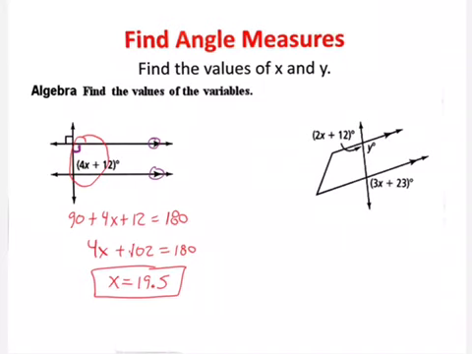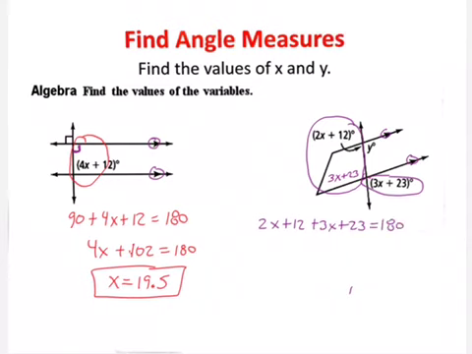The third question, we've got to find x and y. Well, I've got parallel lines again. I know that if this angle here is vertical to this angle here, that they're congruent. So this angle here could also be 3x plus 23. And then these two angles here would be same side interior angles. So to find x, I'm going to take 2x plus 12 plus 3x plus 23 equals 180.